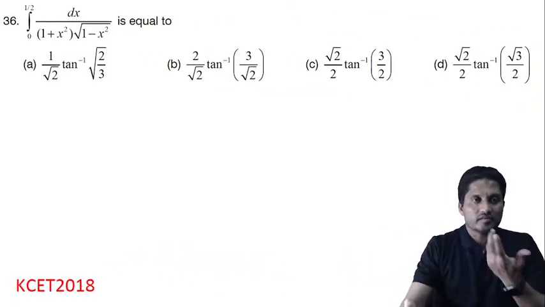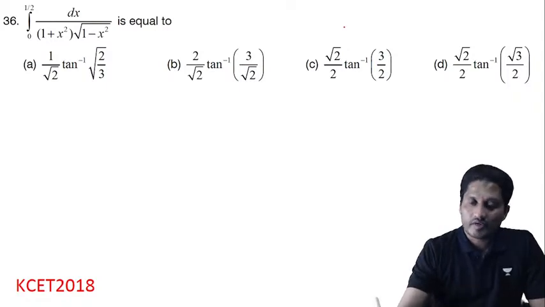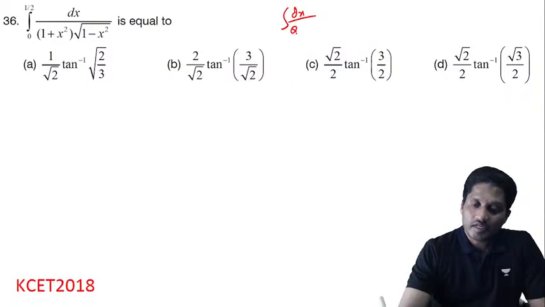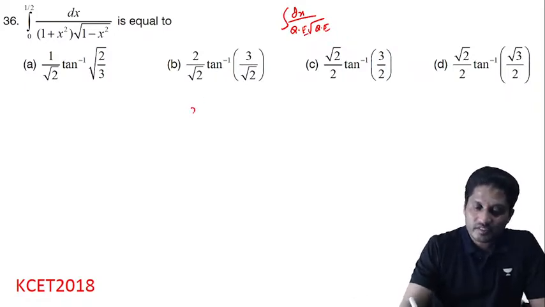Now this question is again a good, challenging problem. Whenever you have integration of dx divided by a quadratic into root of a quadratic, that is, pure quadratic only. 1 plus x square is pure quadratic, 1 minus x square is pure. You have to put x is equal to 1 by t.